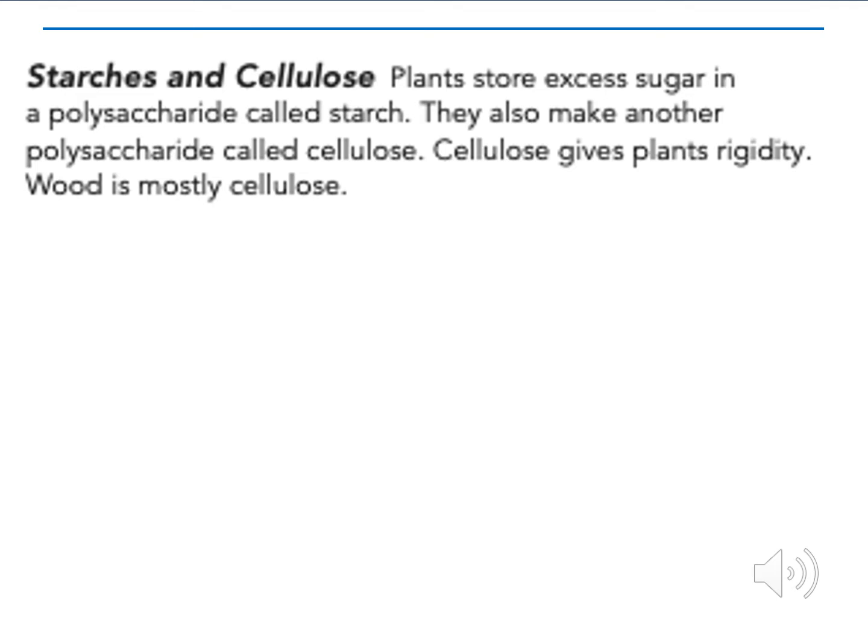Plants store excess sugar in a polysaccharide called starch. They also make another polysaccharide called cellulose. Cellulose gives plants rigidity. Wood is mostly cellulose.